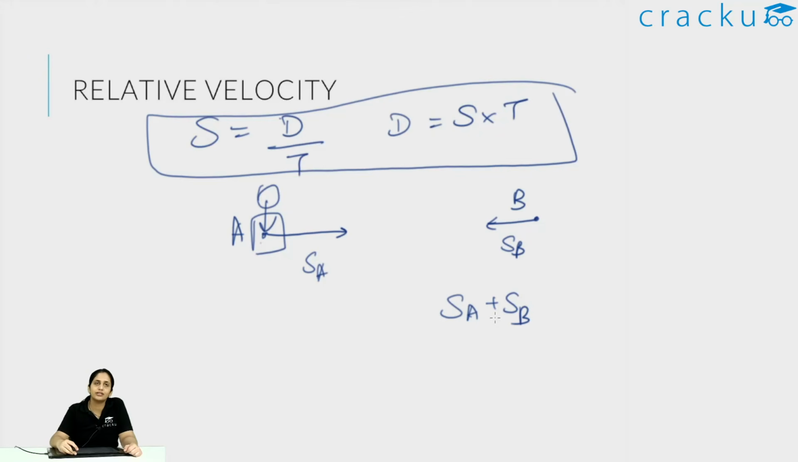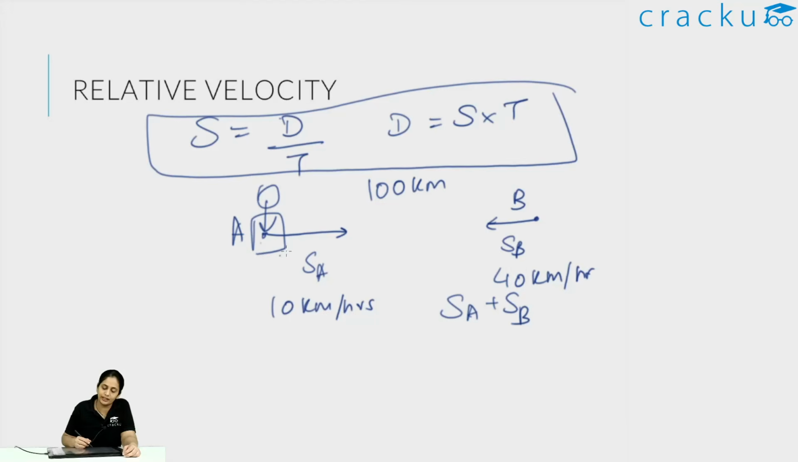If you have a question where there is a distance of 100 kilometers between them, this person is going at 10 kilometers per hour, and this person is going at 40 kilometers per hour. Instead of saying that in 1 hour this will cover 10 kilometers and this will cover 40, in 2 hours this is 20 and this is 80, instead of doing all of those things, you can say that if I sit on object A, from the frame of reference of A, I am stationary and B seems to be coming towards me at the speed of 10 plus 40, that is 50 kilometers per hour. Initially it is 100 kilometers away and seems to be coming towards me at 50 kilometers per hour. So it is going to take 2 hours to reach me.